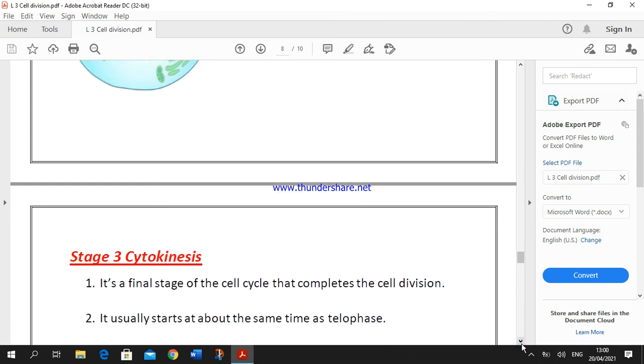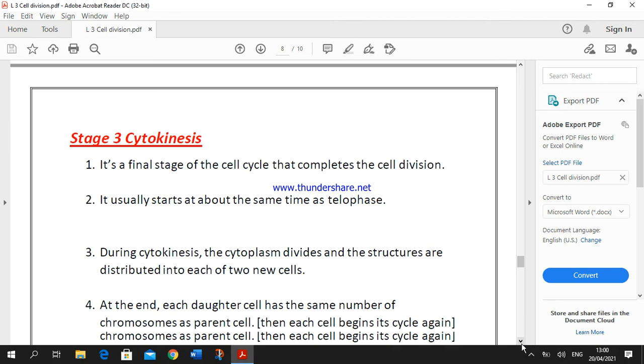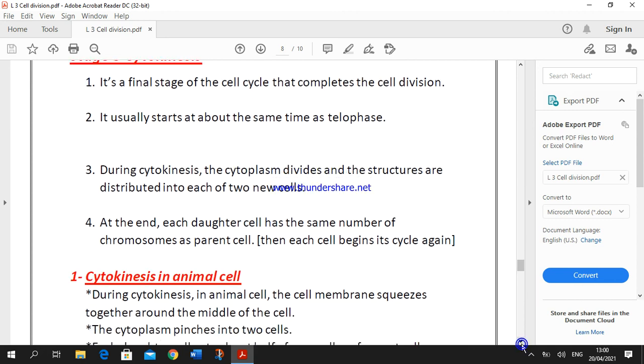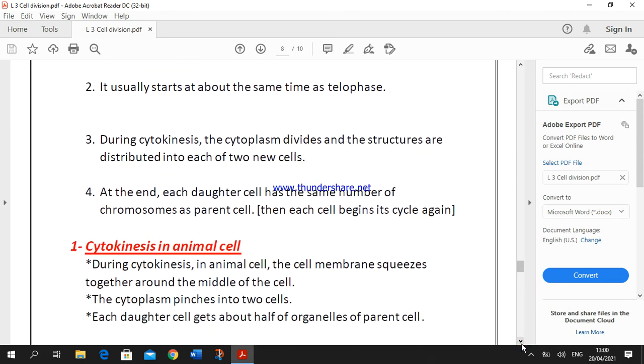After the end of mitosis, stage number 3 of the cell cycle begins, which is known as cytokinesis. Cytokinesis is the final stage of the cell cycle that completes the cell division, and it usually starts at about the same time as telophase. Okay? During cytokinesis, what happened? The cytoplasm found in the parent cell divides, and the structures are distributed between 2 new daughter cells. And at the end, each daughter cell receives the same number of chromosomes as the parent cell. Then each cell begins its cycle again and divides more.